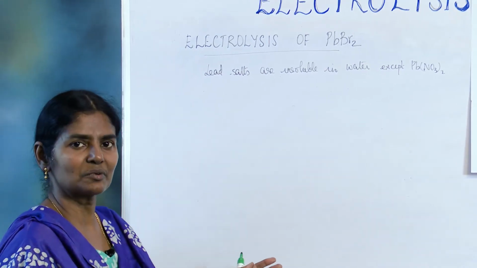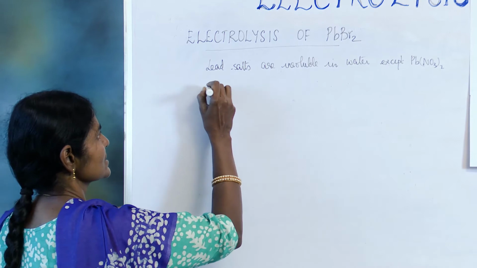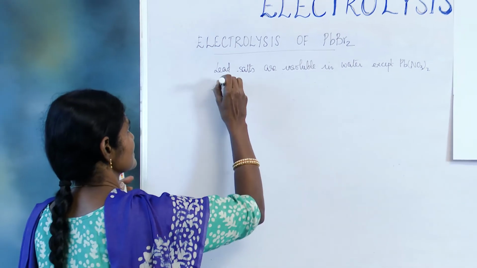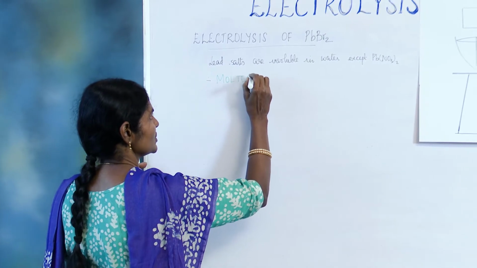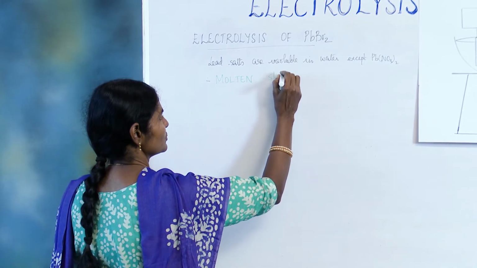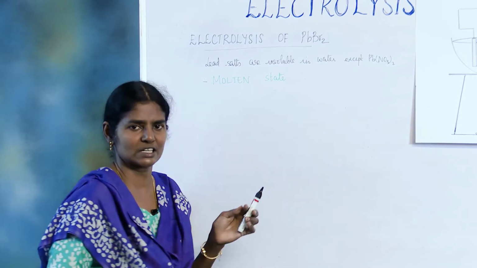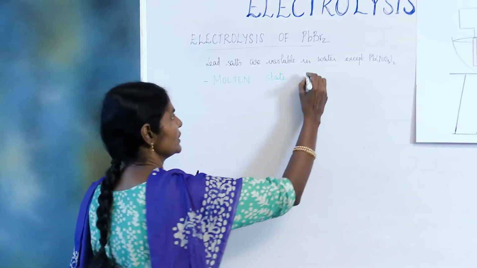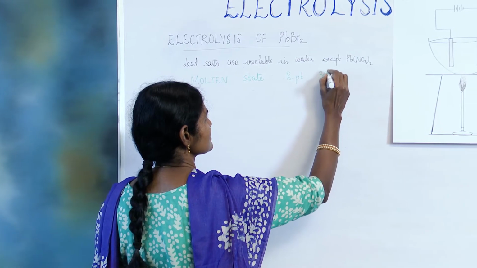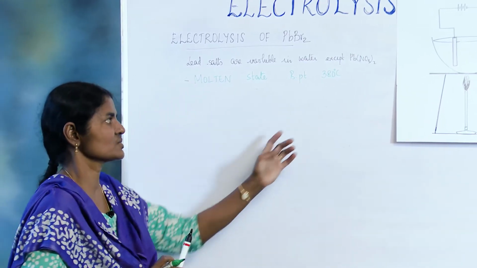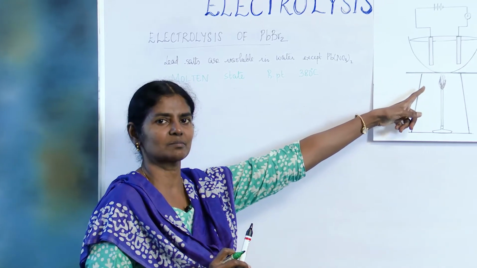Therefore, what's the other way of doing it? It is in the molten state. So that is why we can only do it in the molten or fused state. And the boiling point of this is 380 degrees. So that is the temperature we need to melt this lead bromide.